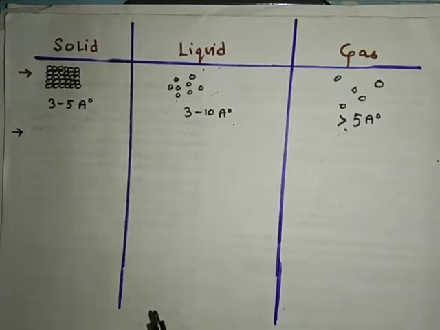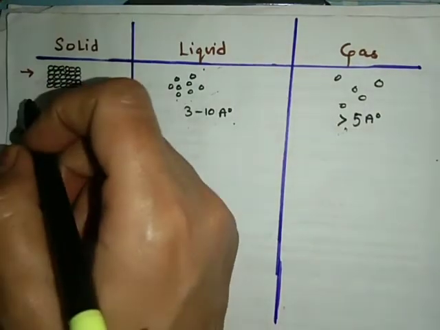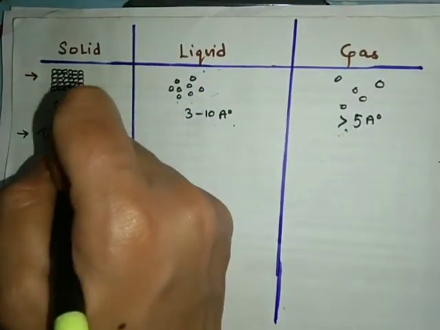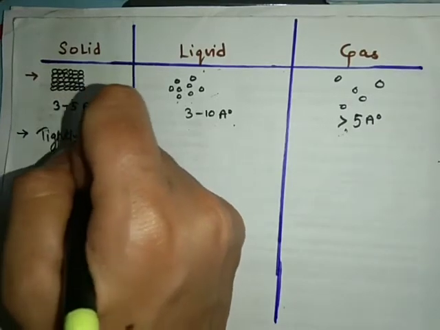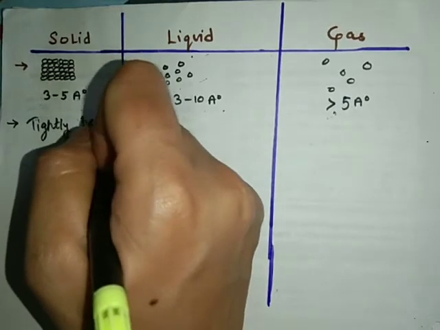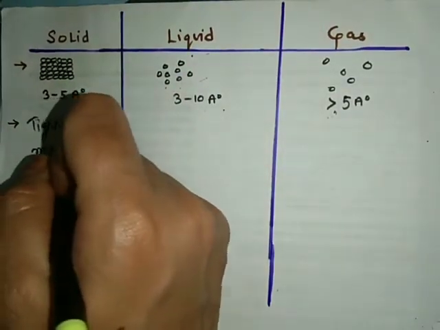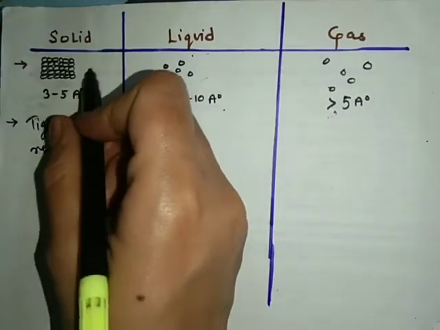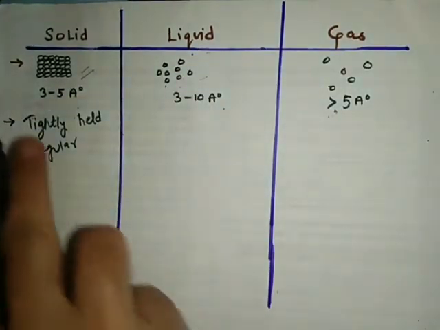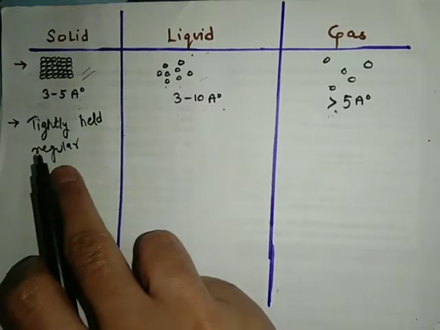We can say the arrangement of particles in solid state is very tightly held. The particles are very tightly held with each other, and there is a regular arrangement of all the atoms and molecules. You can see, as I have shown here, the atoms are regularly arranged vertically and horizontally. So the particles are tightly held and there is a regular arrangement of atoms or molecules.